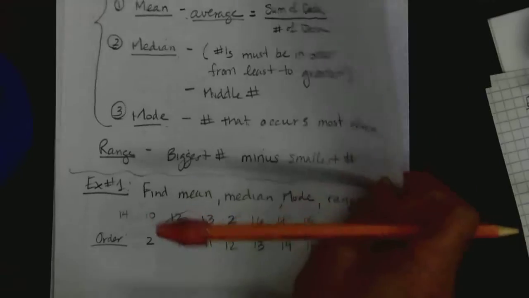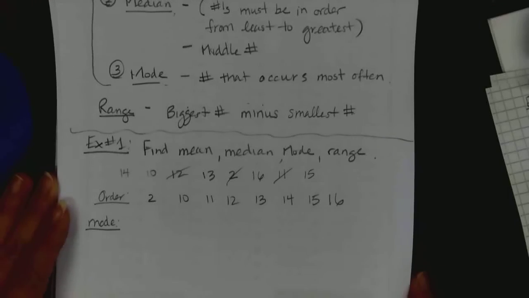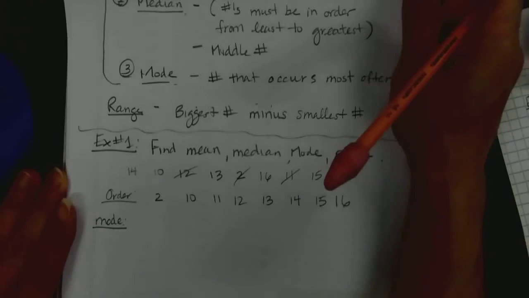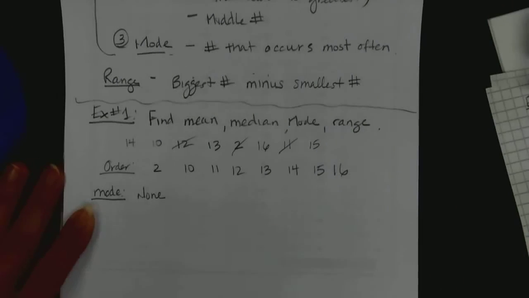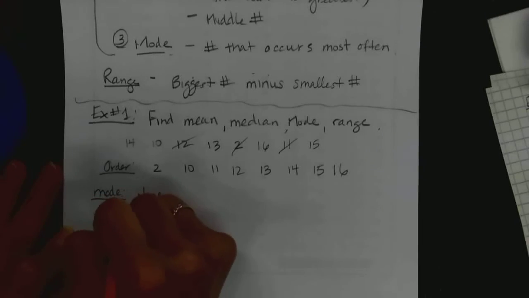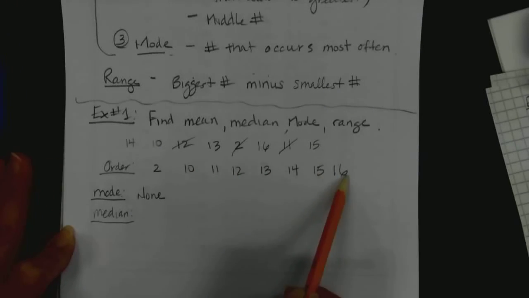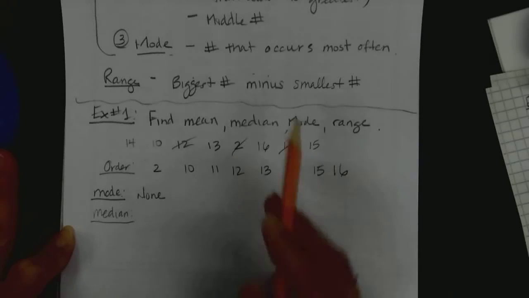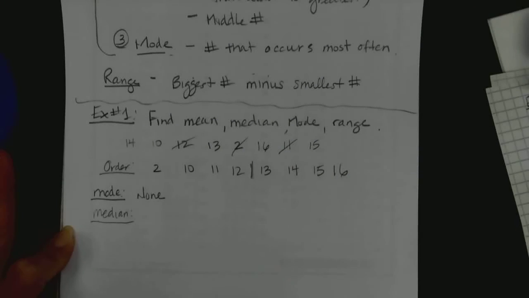So now let's do the easiest first. Ready? Let's do the mode. Is there a mode? No, why not, Cameron? No numbers repeat. So there is none. No mode. Okay. Let's do the median. Well, there are 1, 2, 3, 4, 5, 6, 7, 8. I want to know halfway. 1, 2, 3, 4. Right here is halfway up. Yes, Liz, what's my median? Now, I want the number between them. What's the number between 12 and 13? 12.5.